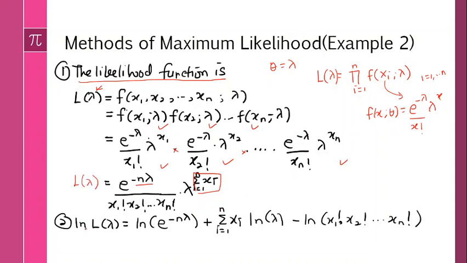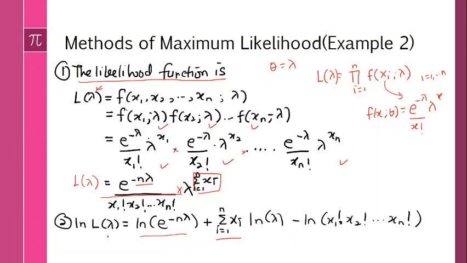The second step is to apply ln to the likelihood function of lambda. So ln of the exponent, I do it step by step. This is multiplication, so it becomes plus here. The power, you bring here, ln of lambda. This is division, so minus ln x1 factorial and so on.